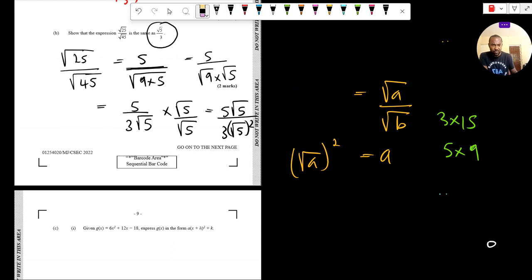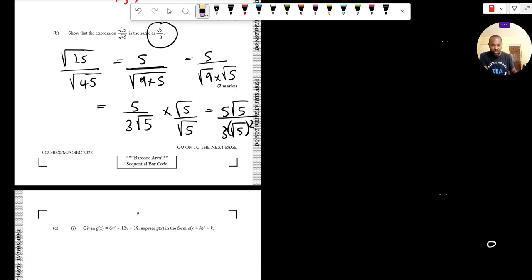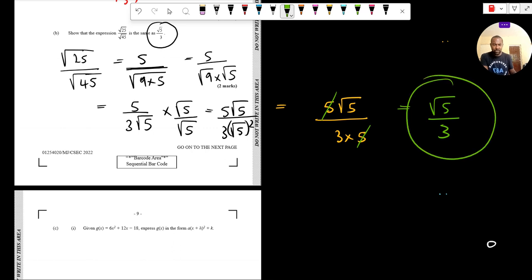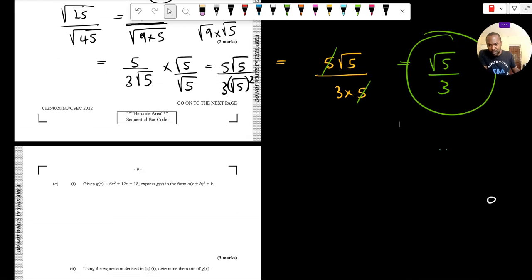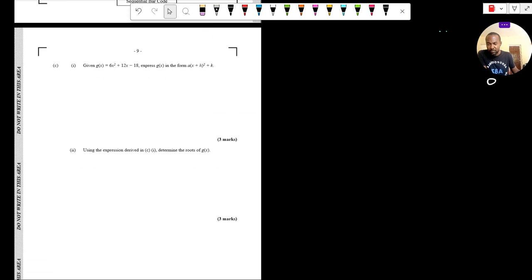So I could take this off and continue over on this side. Basically, this gives us 5 root 5 divided by 3 times 5. We divide, then this 5 will cancel this 5, and so this leaves us with root 5 over 3, which of course is what we desired to show in the first place. So we've managed to prove that, okay? All right, let's move on to the next part of the question.